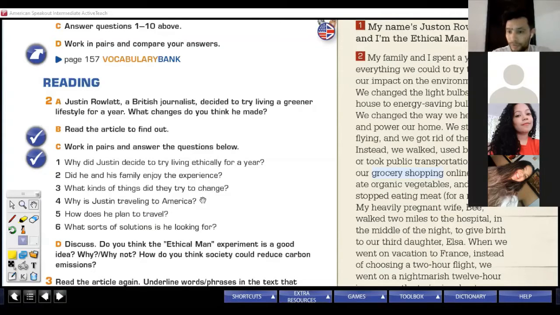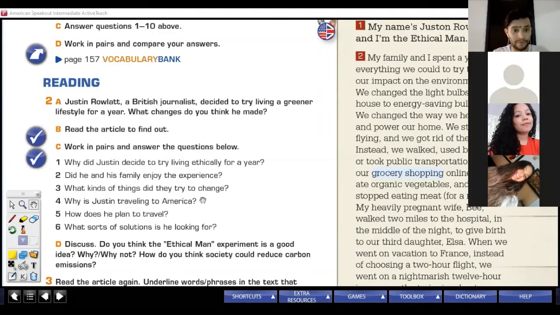Go ahead, Miss. The things he does are eat organic vegetables, he walks. When they go on vacation, they prefer to take a train. They prefer to take a train. Good. All right.